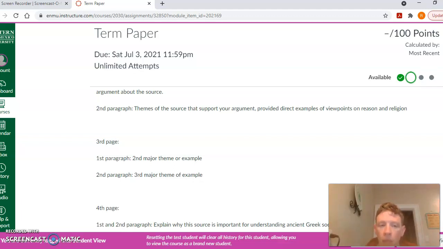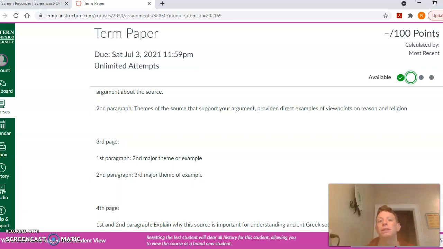In the second half of the second page, and for most of the third page, I want you to take time to draw out themes of the source that support your argument. This source is about reason in society. This source is about education in society. Okay, show me some examples from the source that back up this argument.